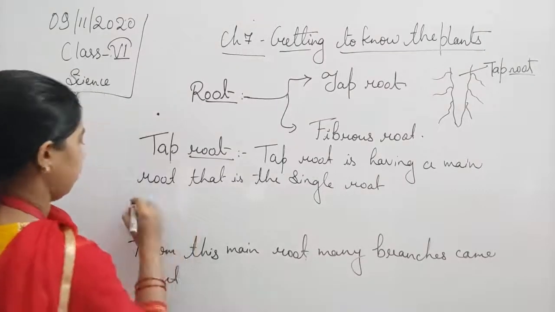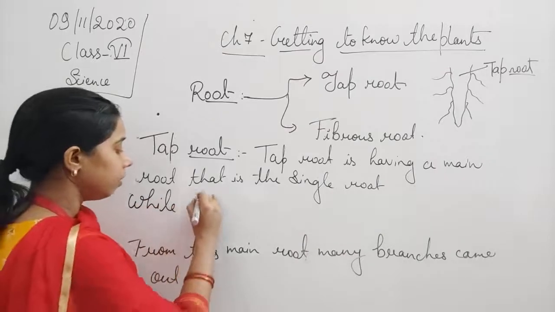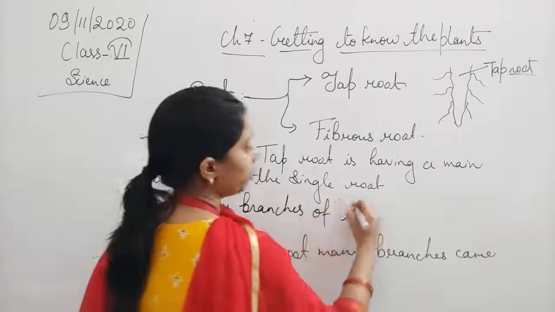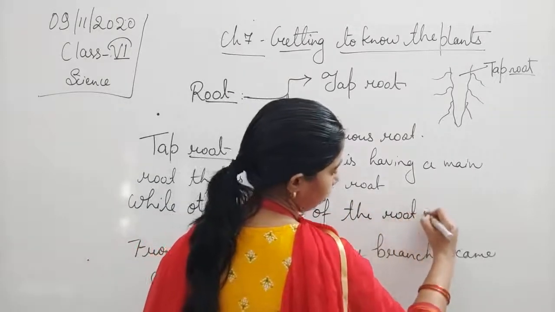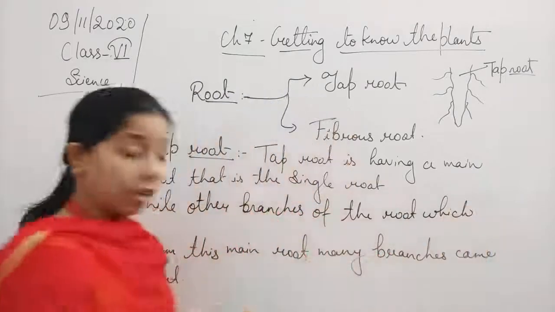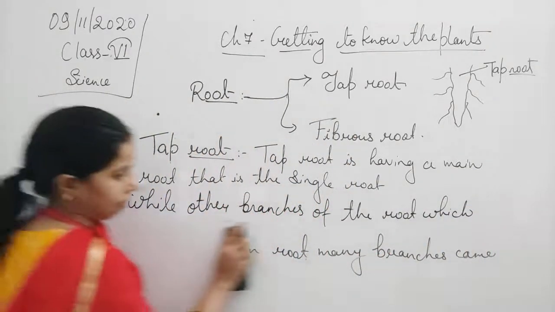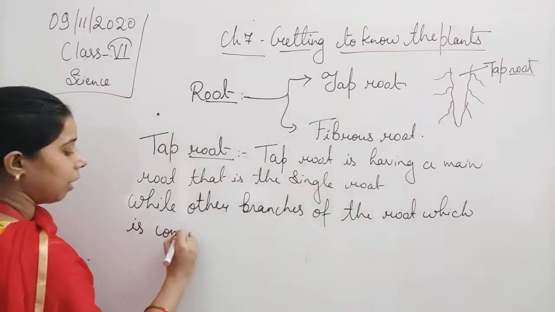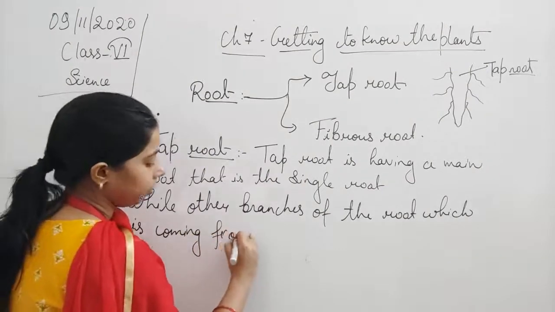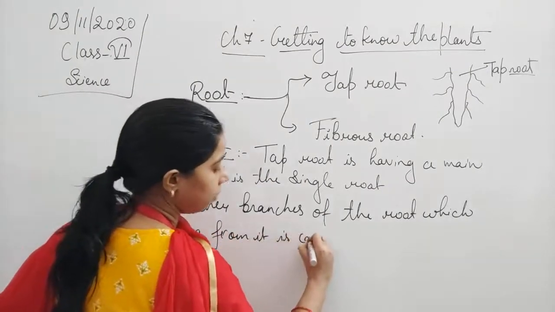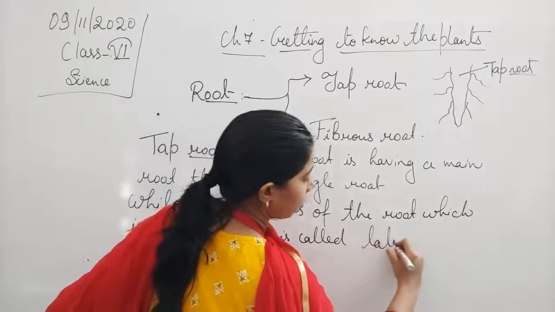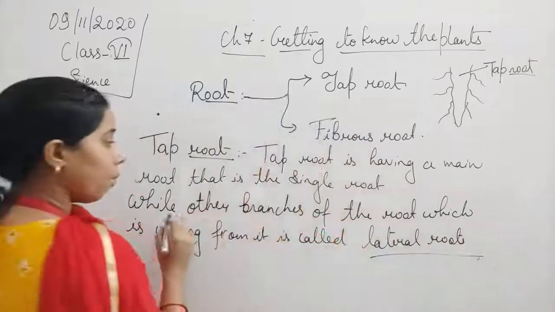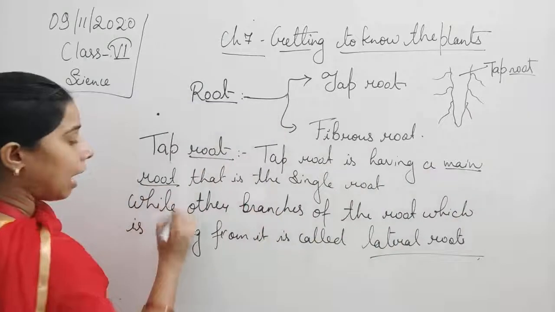While other branches of the root which are coming from it are called lateral roots. So you can see, student, one main root is there and the lateral roots are there.